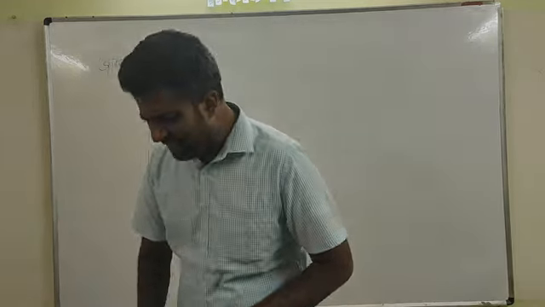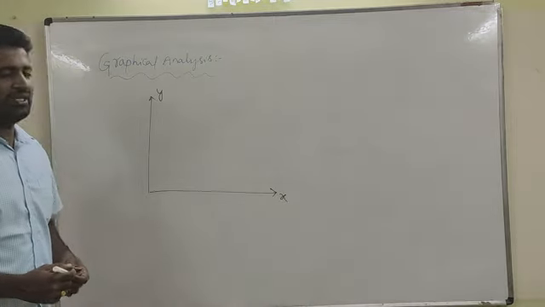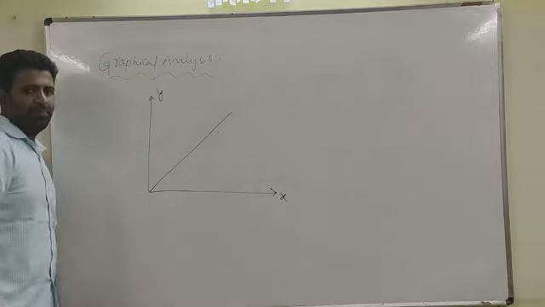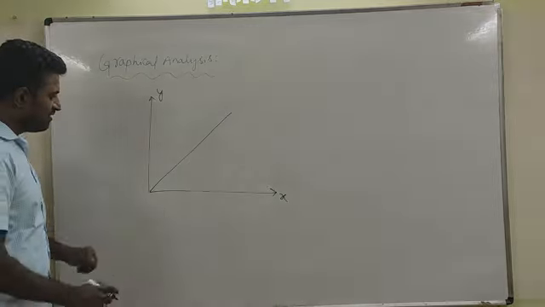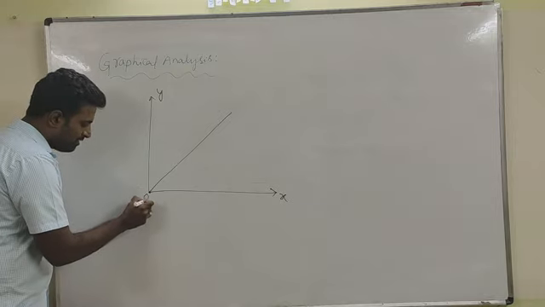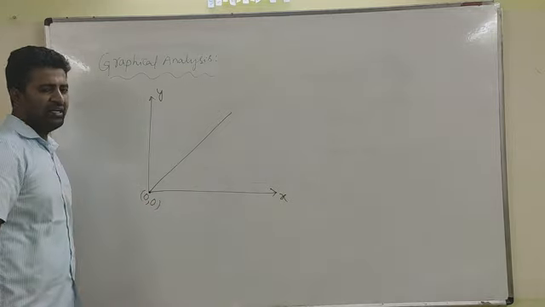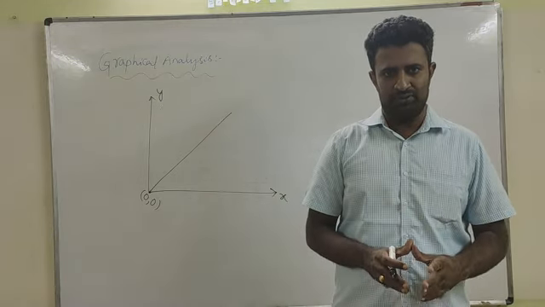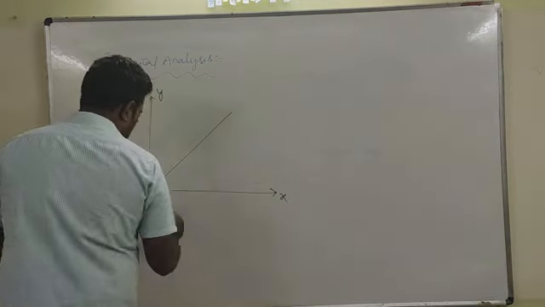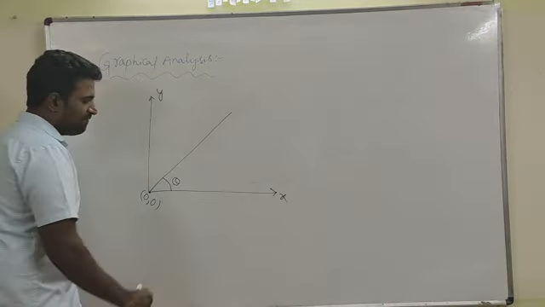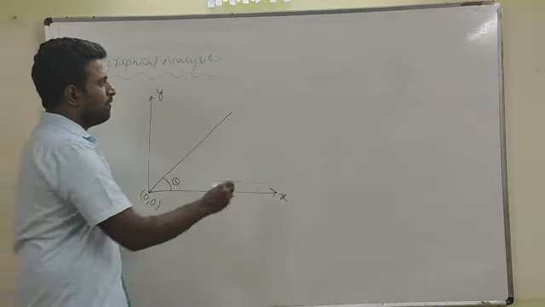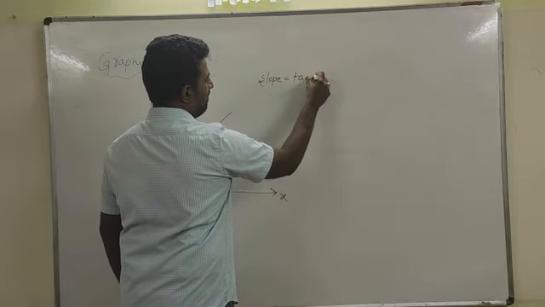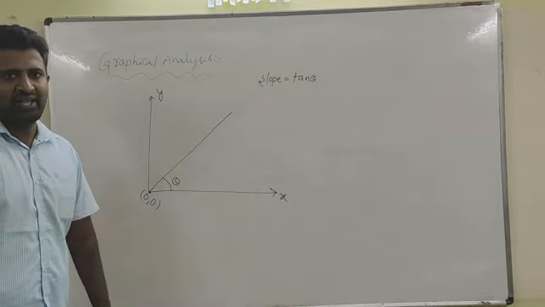Anyway, the simplest graph that you know from your previous classes is a straight line passing through the origin. Origin means x coordinate will be 0, y coordinate will be 0. Every graph will be characterized by its slope. What do you mean by slope? If theta is the angle made by the graph with respect to the positive x-axis, slope of the graph will be given by the tangent of the angle made with the positive x-axis.